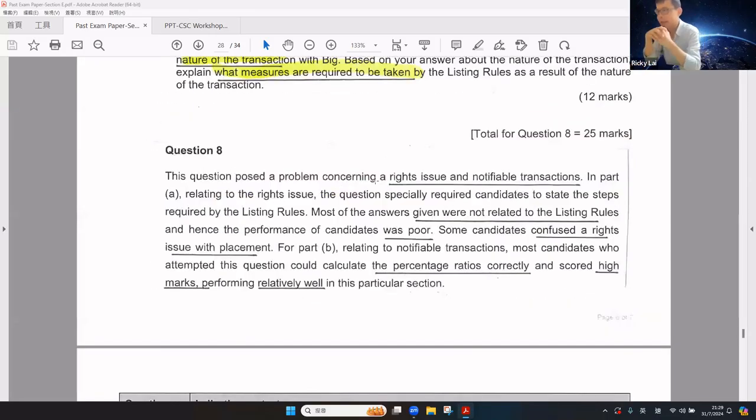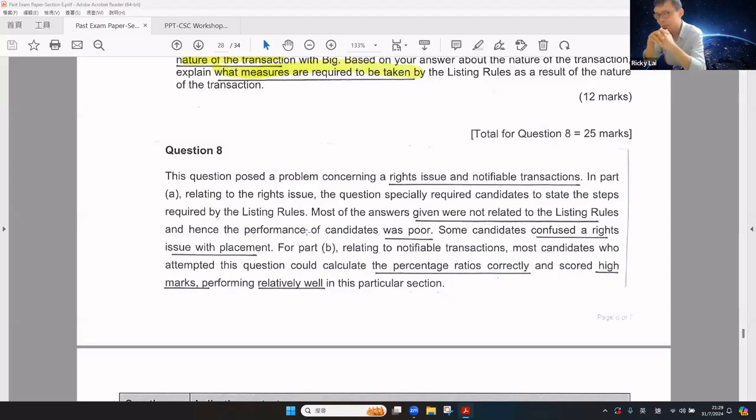Okay, now look at the examiner comments. Please also prepare well for the connected transaction and size test calculation. And please bear in mind to bring the calculator which is recognized by HKCGI. Okay, for the rights issue in Section A, the question requires candidates to take steps under the listing rules. However, most of the answers were not related to the listing rules, so performance was poor. And some students confuse a rights issue with a share placing, which is totally different.